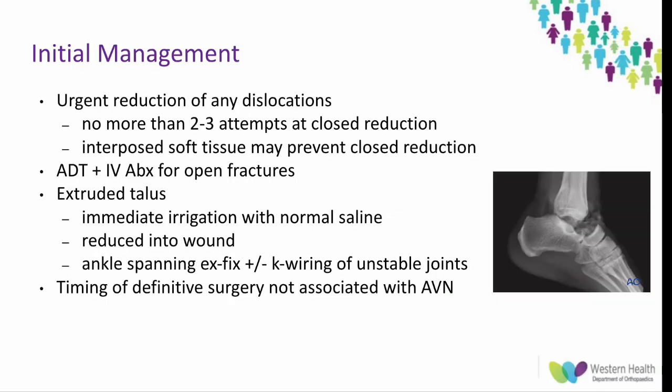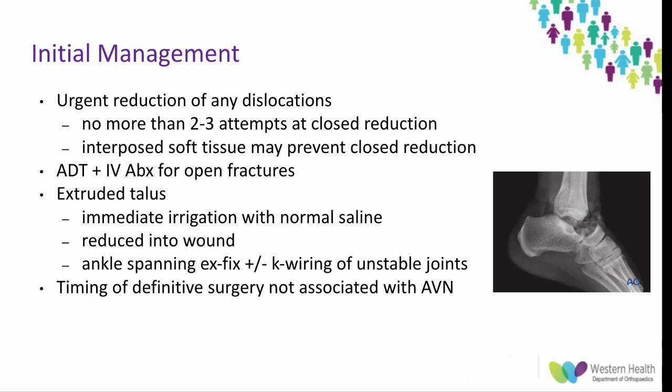In terms of your initial management, it's very important to get urgent reduction of any dislocations. This can be done as a closed reduction in the emergency department, or more commonly in theatre. It's advised that you should have no more than 2 or 3 attempts at closed reduction before proceeding to an open reduction. It can often be that there's interposed soft tissue that can prevent a closed reduction. In the case of open fractures, patients should of course have ADT and IV antibiotics. With an extruded talus, there should be immediate irrigation with normal saline, and the aim is to reduce the talus back into the wound. This may likely be done in theatre rather than the emergency department.